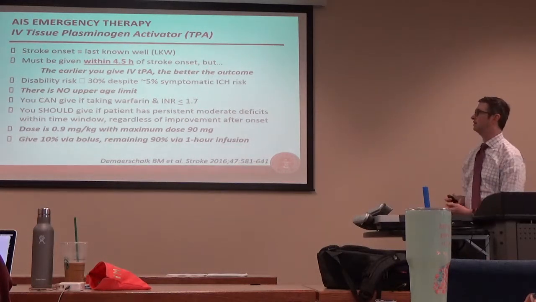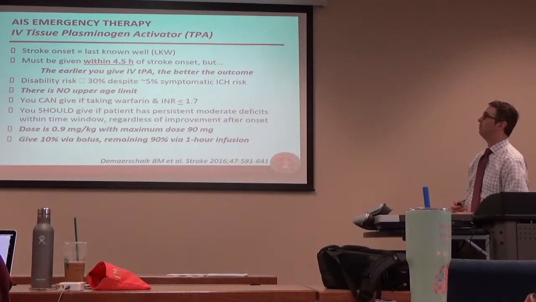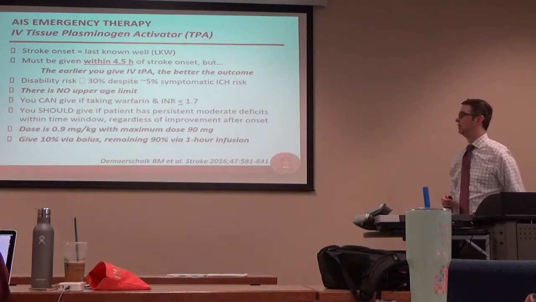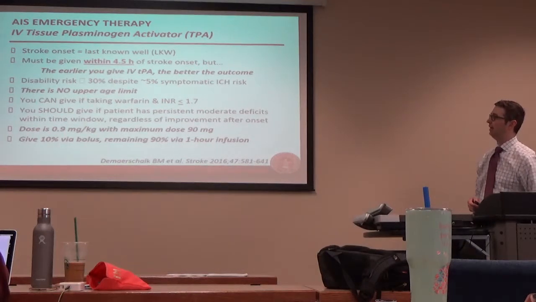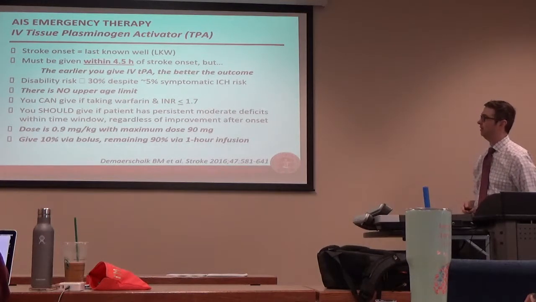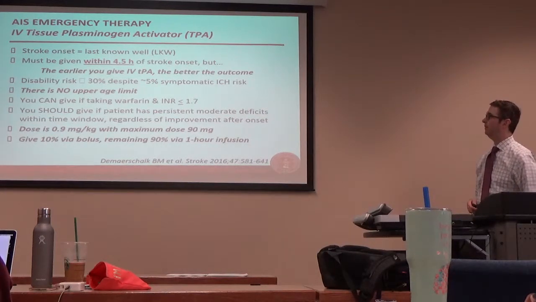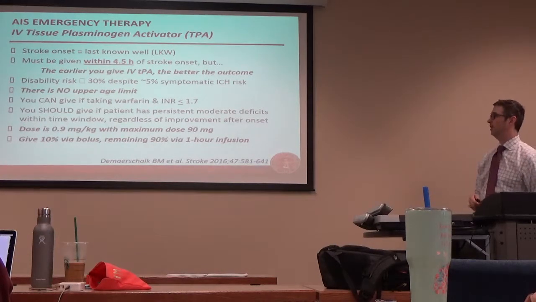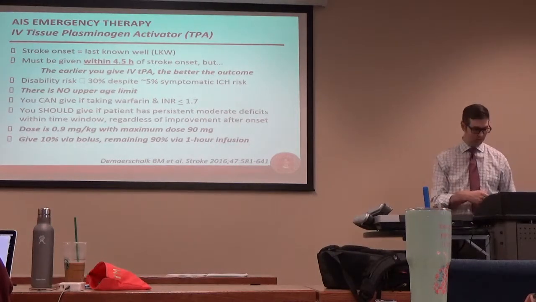TPA, there's the last known well, given within 4.5 hours. The earlier you give it, the better the outcome, to try and reperfuse a penumbra. About a 5 to 10% symptomatic ICH risk. No upper age limit. You can give it if taking warfarin, but their INR has to be less than or equal to 1.7. Give it if the patient has persistent moderate deficits. There's the dose. You give it via 10% bolus with the remaining 90% over 1 hour.